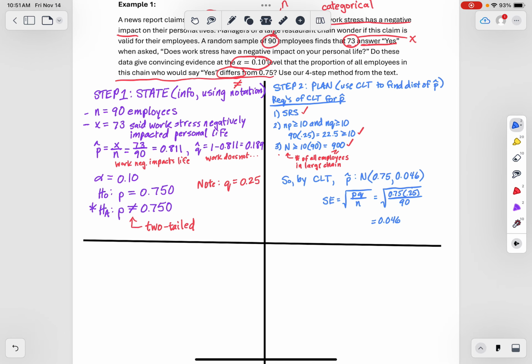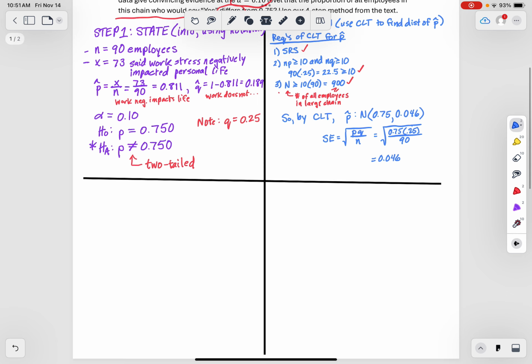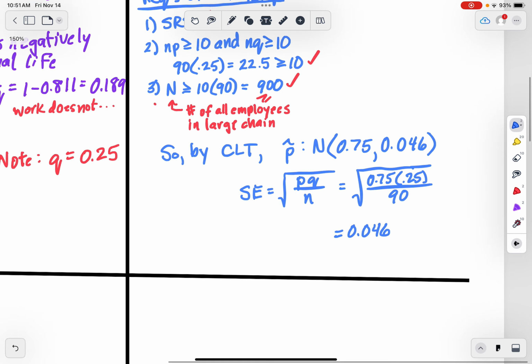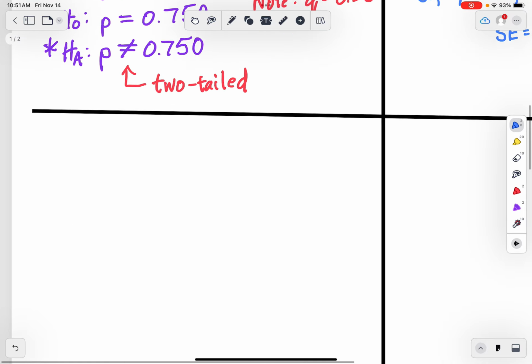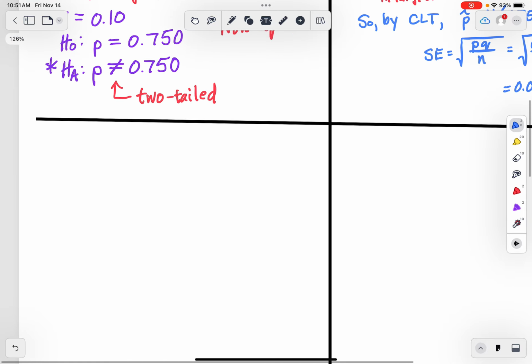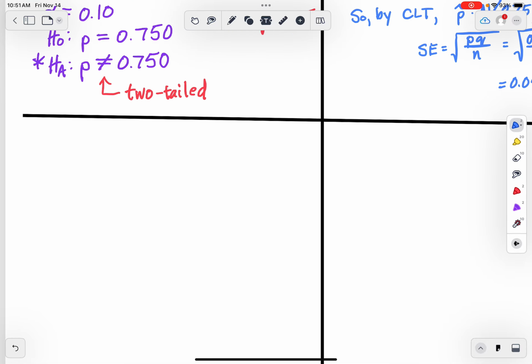What proportion of employees think work stress negatively impacts their personal life. So step 3 takes basically this information here, and from this information right here, we've got the shape, the center, and the spread of the p-hats, and that's what we're going to use to find the p-value, which is going to be our chances of getting our sample data if the null is true.